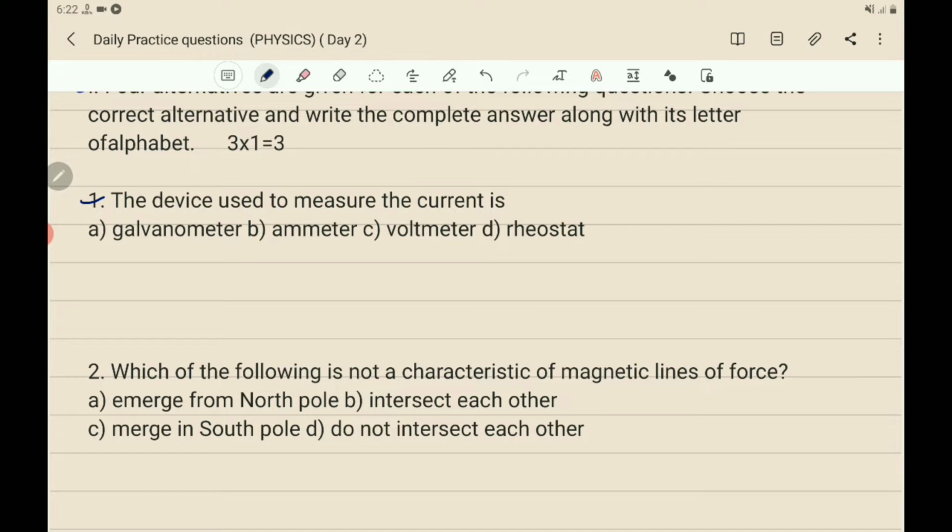So here what is the answer? The answer is B, that is ammeter. So you write answer B, ammeter.